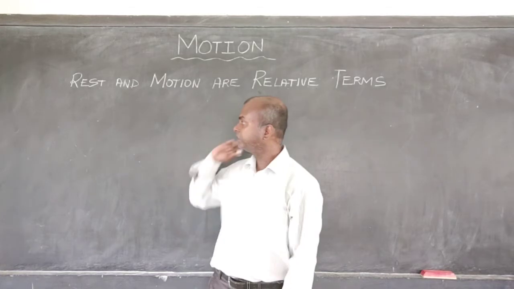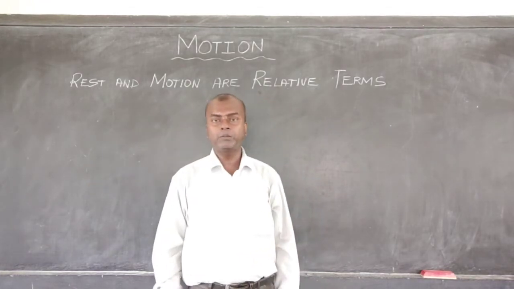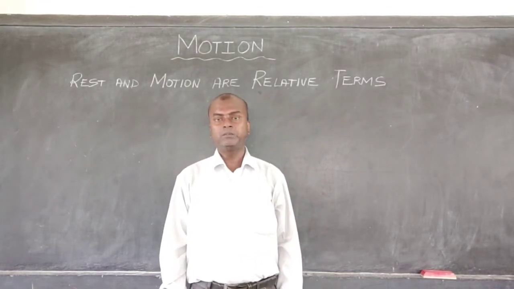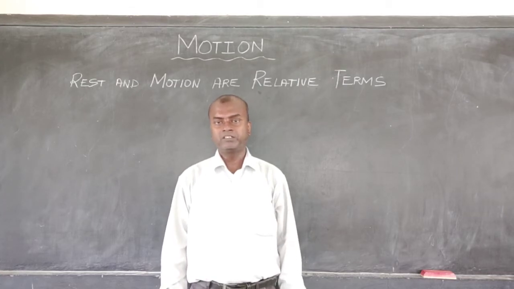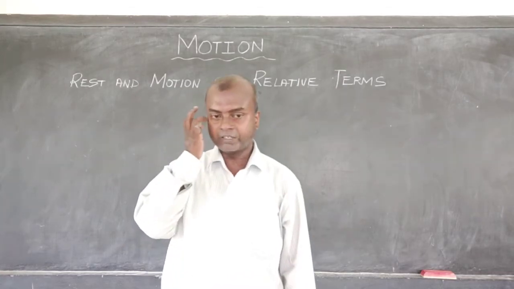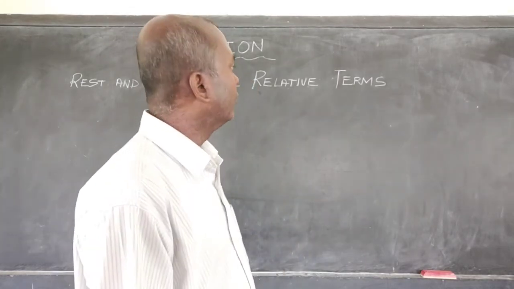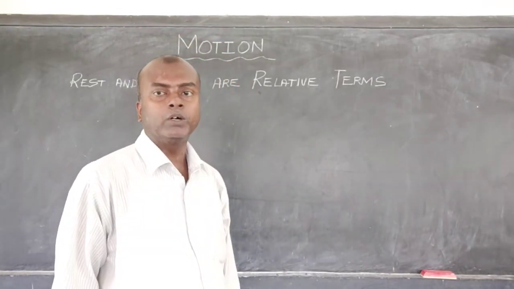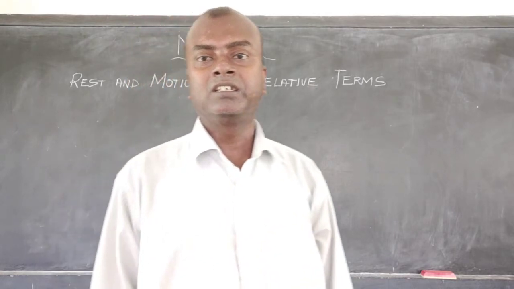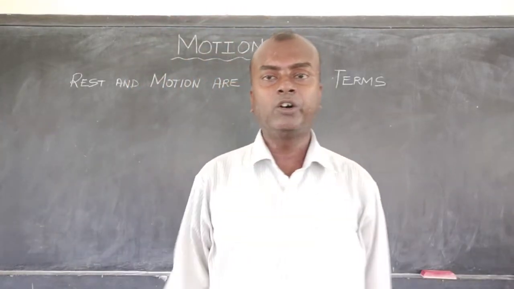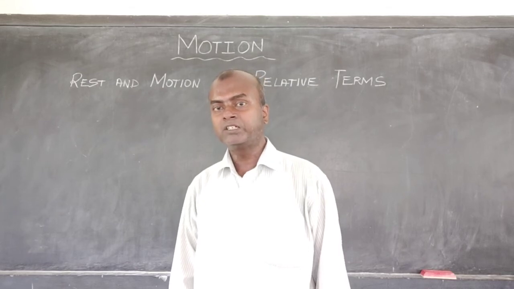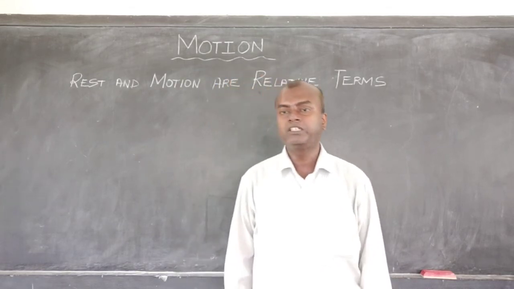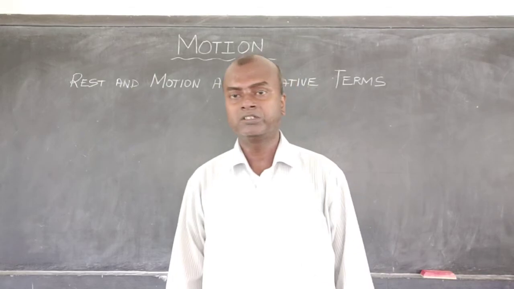But if I select my surrounding to be only this particular blackboard and I remain still here, then I am not moving, I am at rest. So rest and motion are relative terms. It depends on what environment or what surrounding you select. The surroundings which are around you, what surroundings you select. Depending on that, you can judge whether a particular body is at rest or in motion.